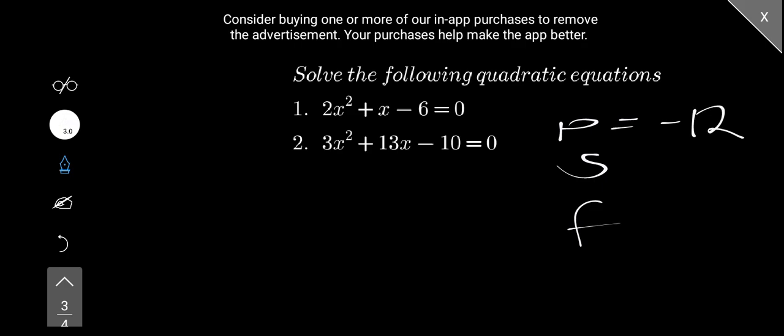The sum is the coefficient of x. So the coefficient of x, as we said, is +1. Then the last thing to find are the factors. The factors are two numbers that when we multiply, they give us -12, and when we add them, they give us 1.